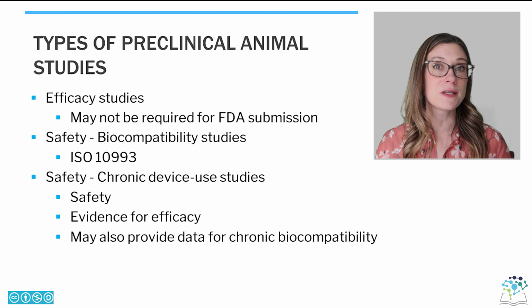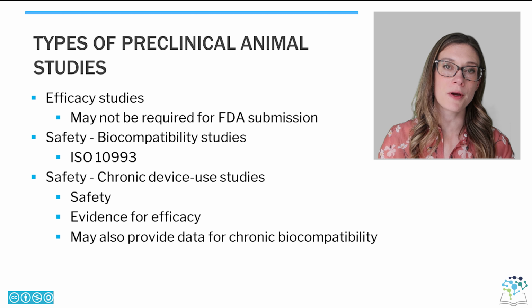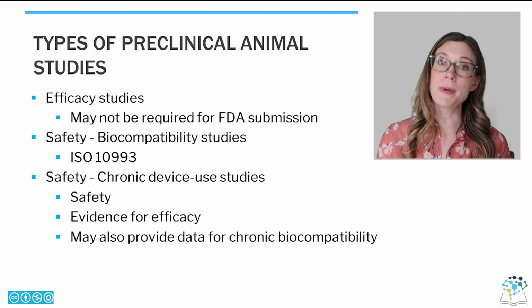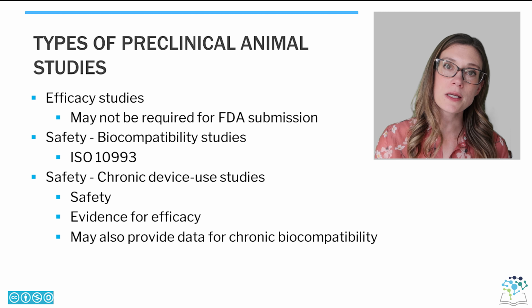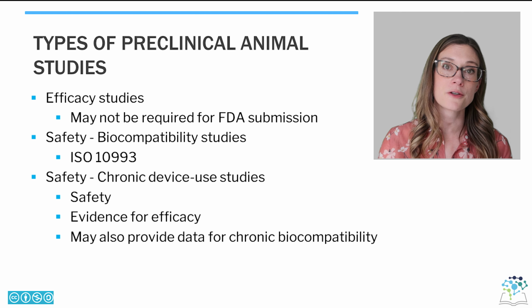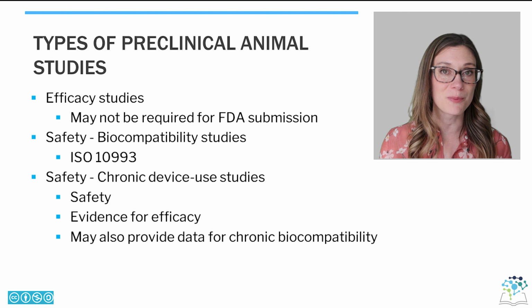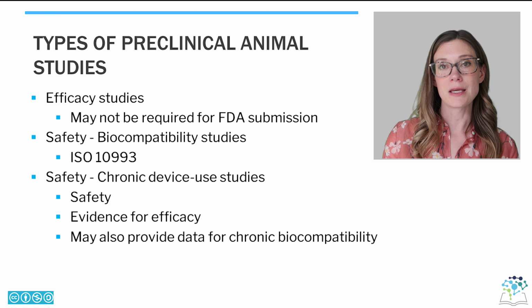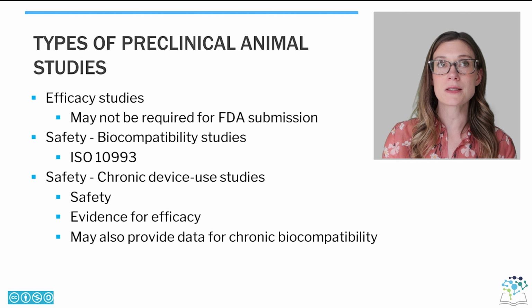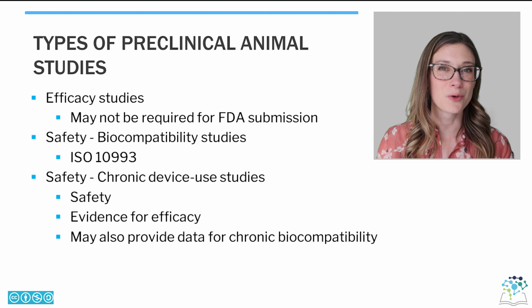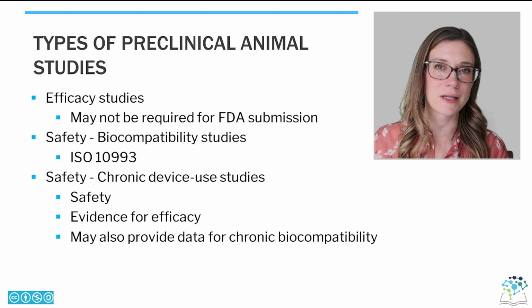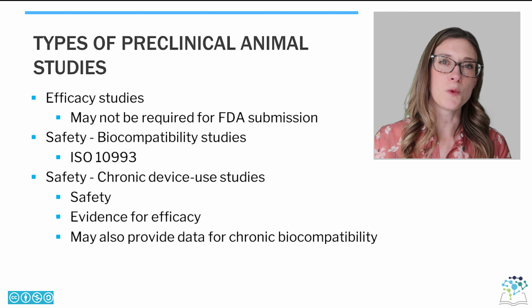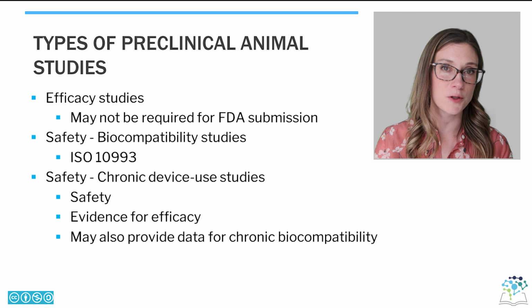Within the category of safety studies, there are two primary types of studies. The first are basic biocompatibility studies. These studies are used to determine whether or not your device is compatible with the human body in the way that it's intended to be used. The second type of safety study is a chronic study, and this is typically applicable for long-term or implanted devices. If you're using a non-invasive or a very short-term device, you may not have to conduct a chronic long-term animal study.